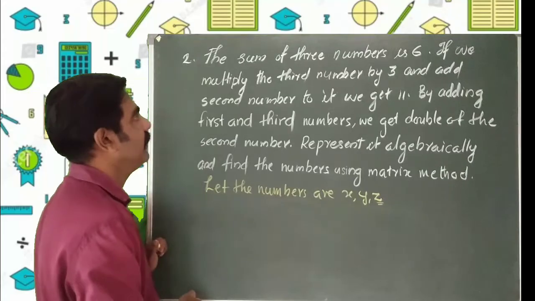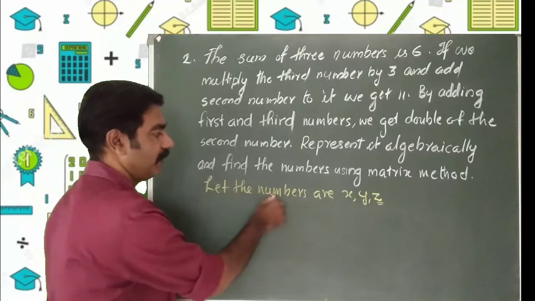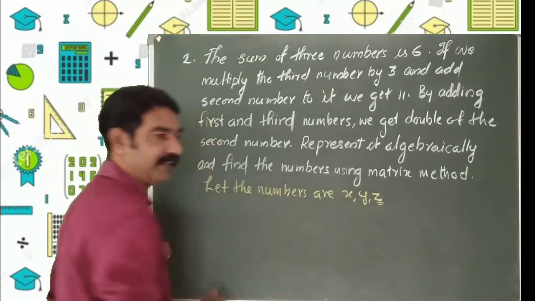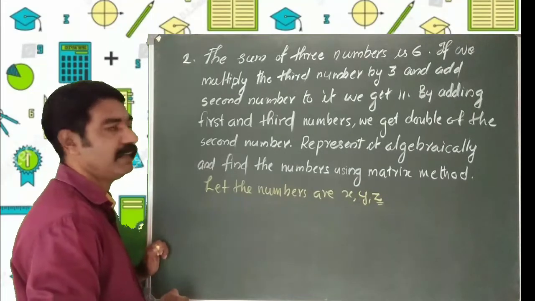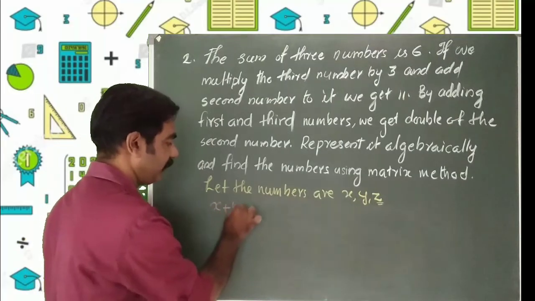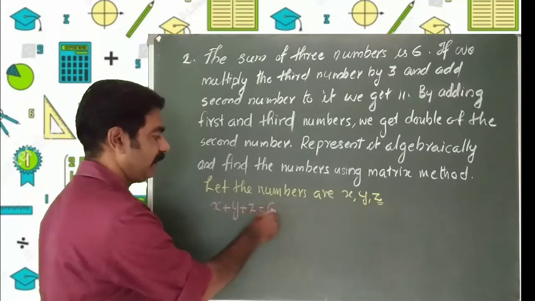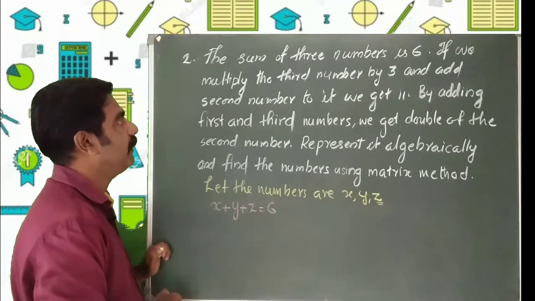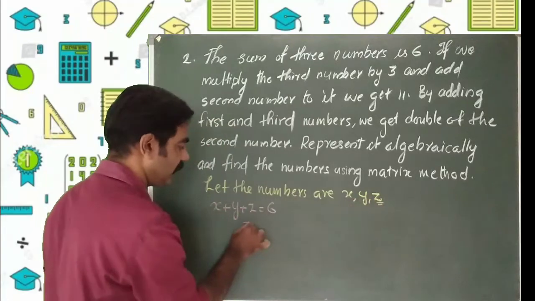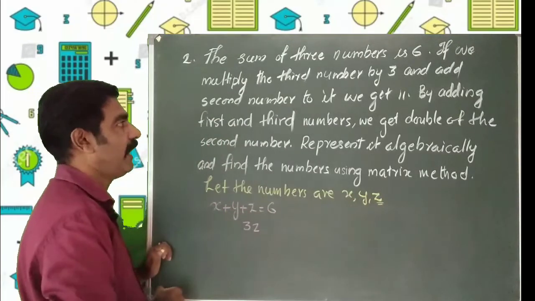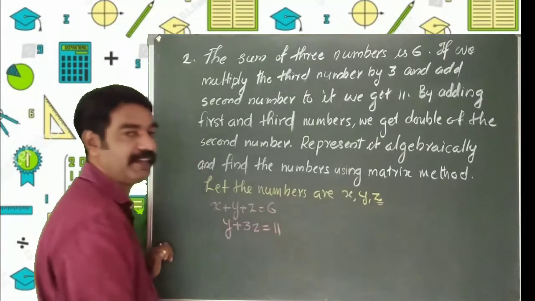So the first condition: the sum of three numbers is 6. Let the numbers be x, y and z. So x plus y plus z is equal to 6. That's the first condition. And the second condition: if we multiply the third number by 3, we get 3z, and now add the second number to it, we get 11.